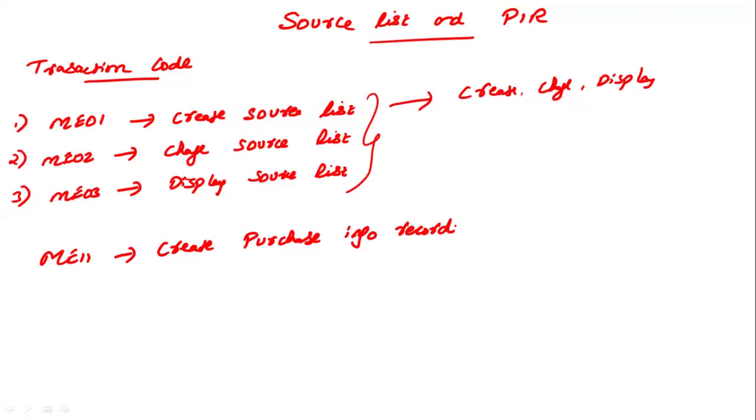Then to change, it is ME12, Purchase info record. Then to display, it is ME13. These are the transaction codes which we use for... what exactly is this source list. First, we'll discuss what is source list, and then we will discuss what is PIR.